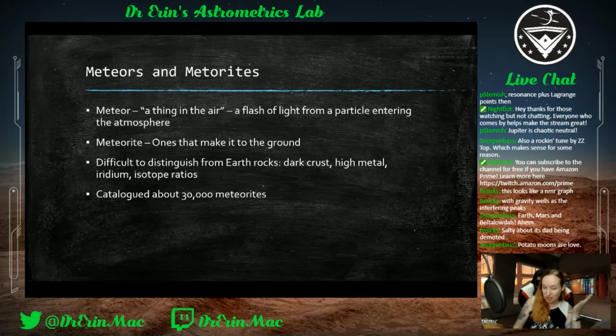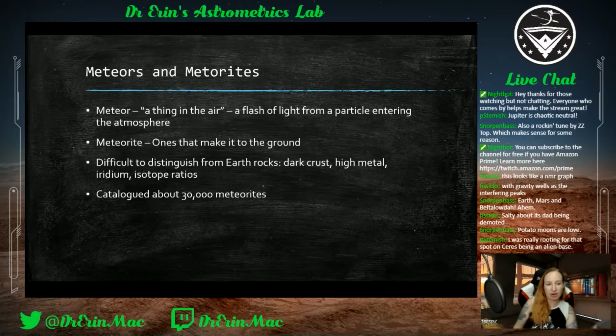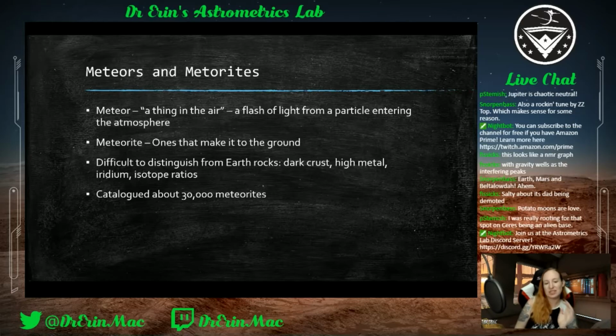So meteor, the term, literally means a thing in the air. That's why meteorology is the study of the air. But what it is, is just that flash of light from a particle entering the atmosphere. So it's just that quick flash, the shooting star that you get, that's a meteor. And then meteorites are the ones that make it to the ground, so they hit the ground. That's a way to remember that.